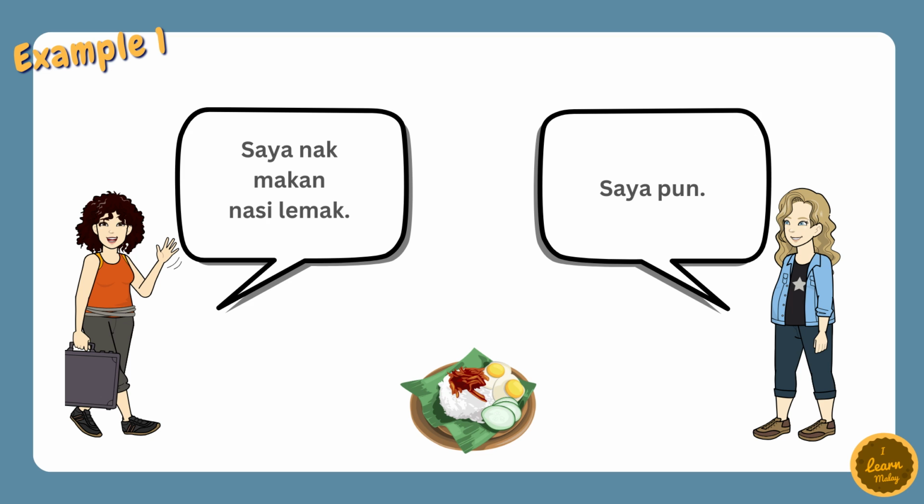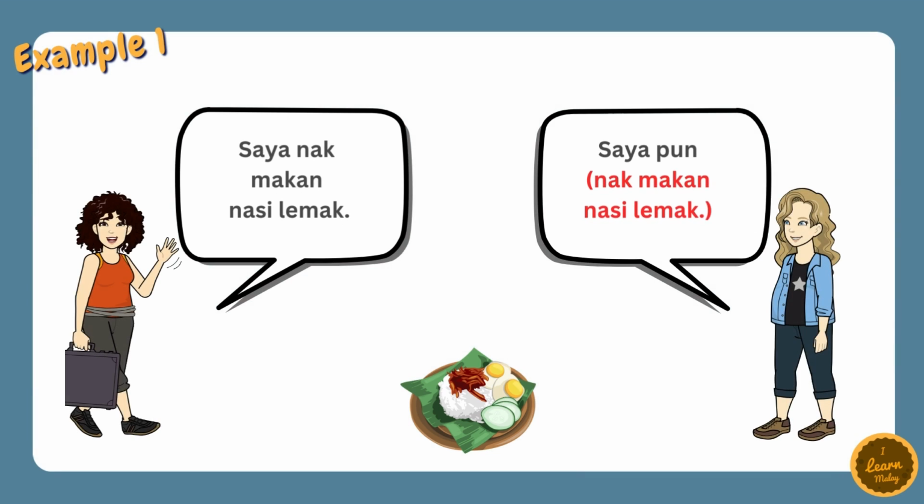The first lady said, "Saya nak makan nasi lemak," which means, I want to eat nasi lemak. And her friend replies with, "Saya pun." Saya pun means me too. Basically, saying the idea that she wants to eat the same dish. This is the shorter reply.